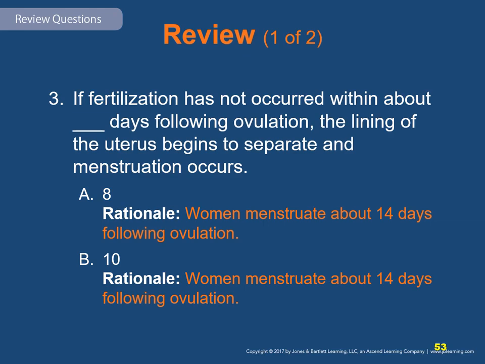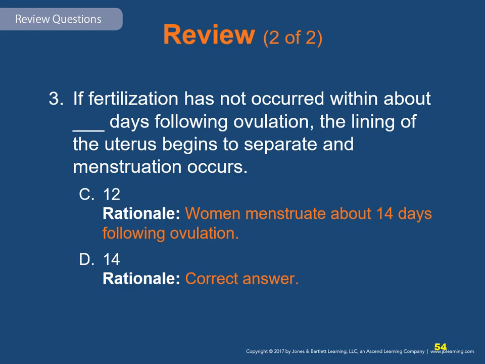Women menstruate about 14 days following ovulation. This is different from woman to woman, but it's roughly about 14 days. D is the correct answer.